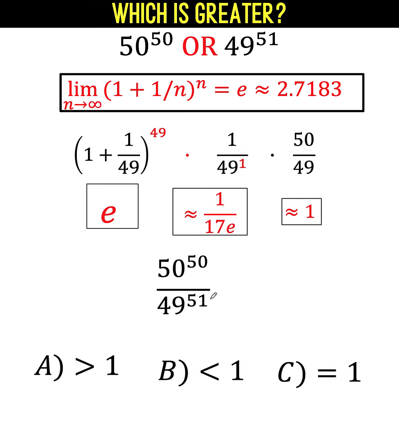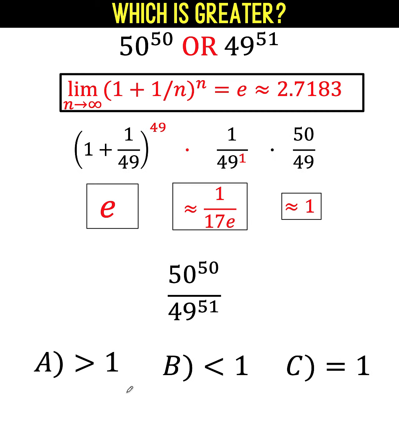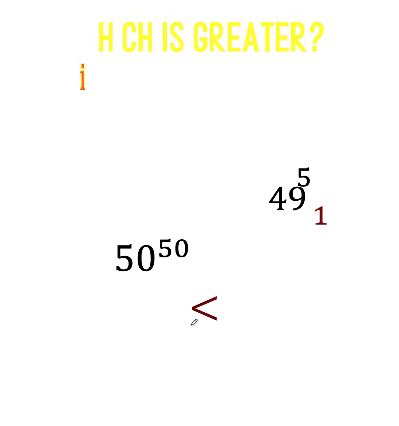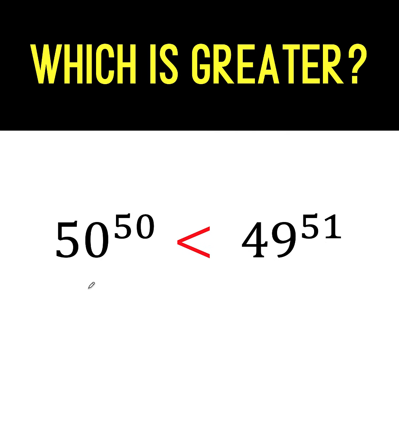And so going back to our initial analysis, we said that if the ratio of this is less than 1, then our conclusion is it's the denominator that is greater than the numerator. So 49 raised to 51 is greater than 50 raised to 50.